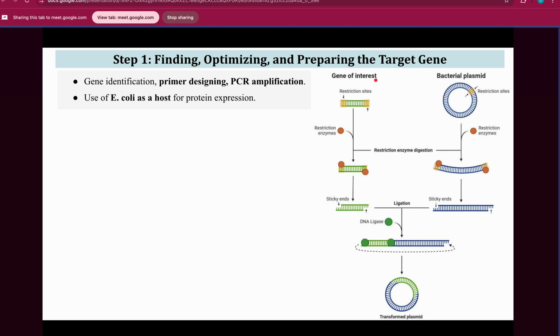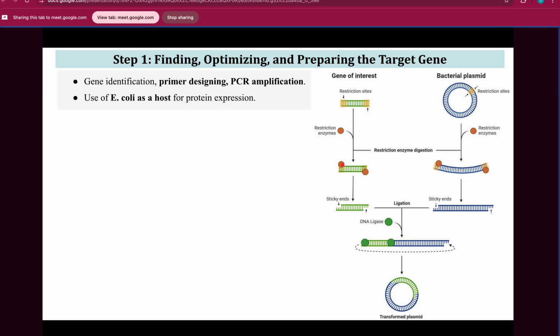Firstly we will identify that gene, and then we will design the primers and let it undergo PCR amplification so that the number of copies of that gene can be increased. For that, we have the gene of interest, and there will be some restriction sites. Restriction sites are the regions which are detected by restriction enzymes, and restriction enzymes are very specific. They detect these sites and make a cut in the gene of interest, on the site where they recognize the sequence.